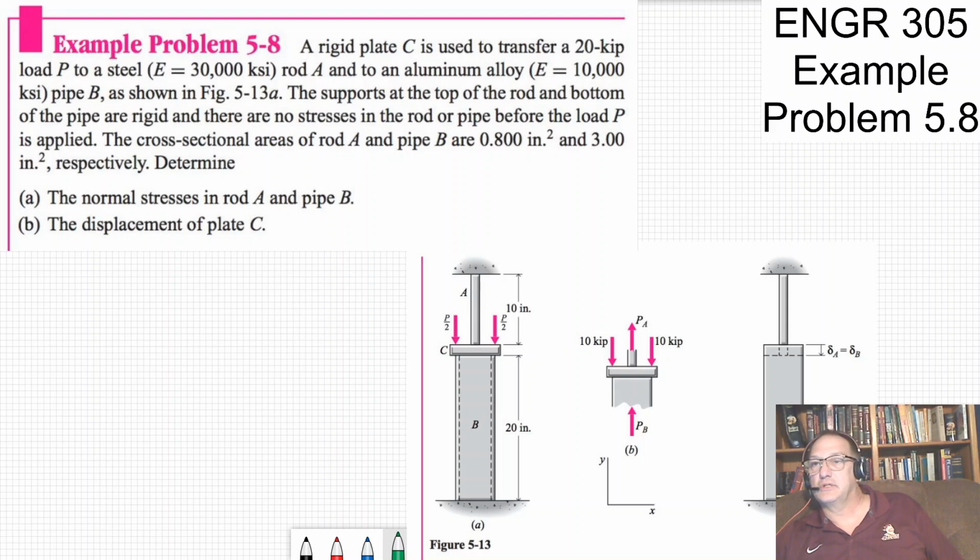The cross-sectional area, so they've given us that. I should probably start scribbling this down behind the scenes. Maybe I'll pause and write it down. And then I've got the cross-sectional area of the rod and the pipe, which is nice. I don't even have to calculate it this time, like last time when I had to calculate it.